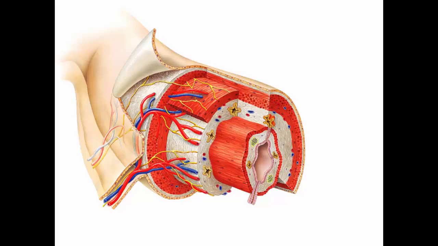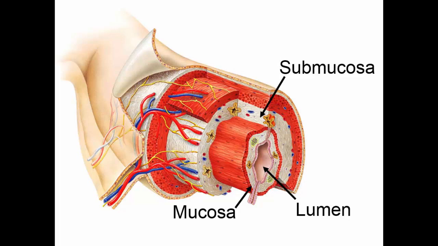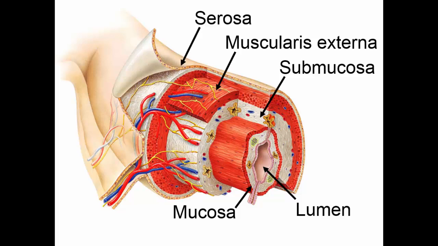The tube of the digestive system has 4 layers. There's the lumen, then there is the mucosa, which is varying kinds of epithelial tissue, the submucosa, which is connective tissue, the muscularis externa, which throughout most of the digestive system consists of a layer of circular muscle and a layer of longitudinal muscle, and then the serosa.